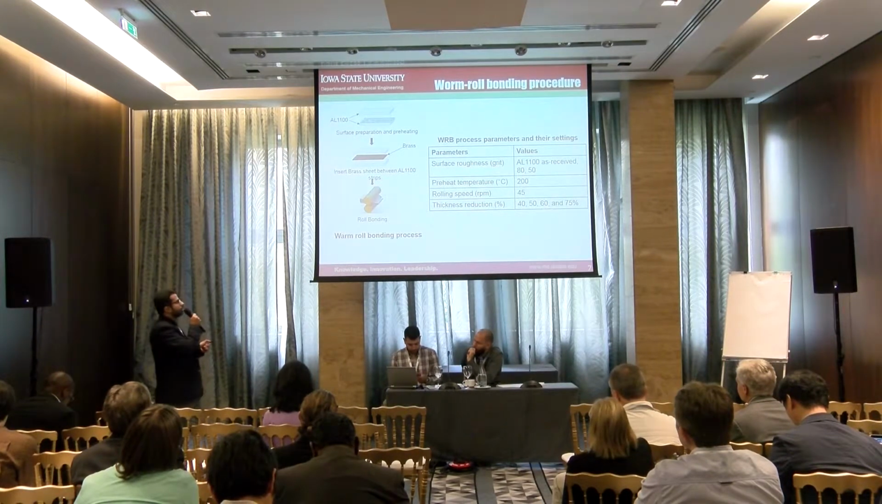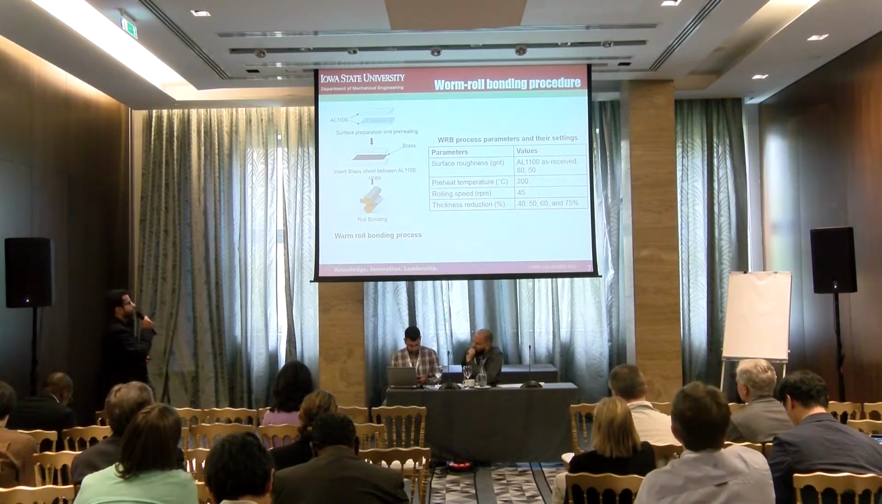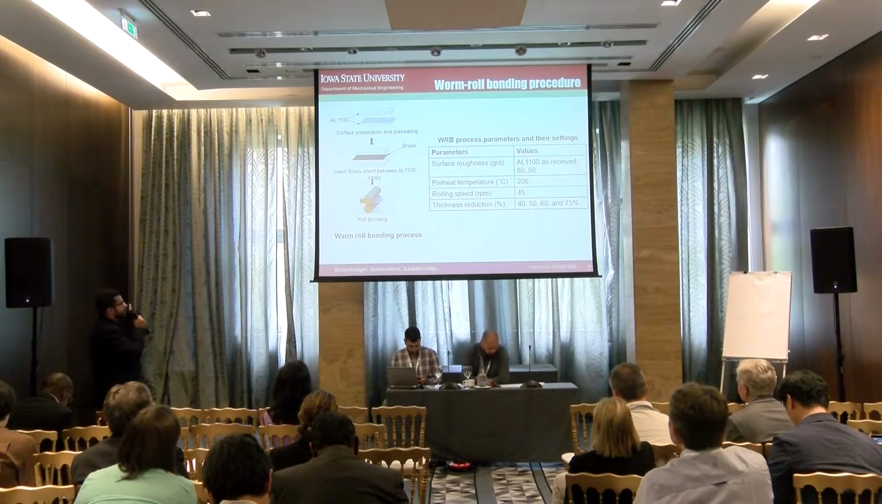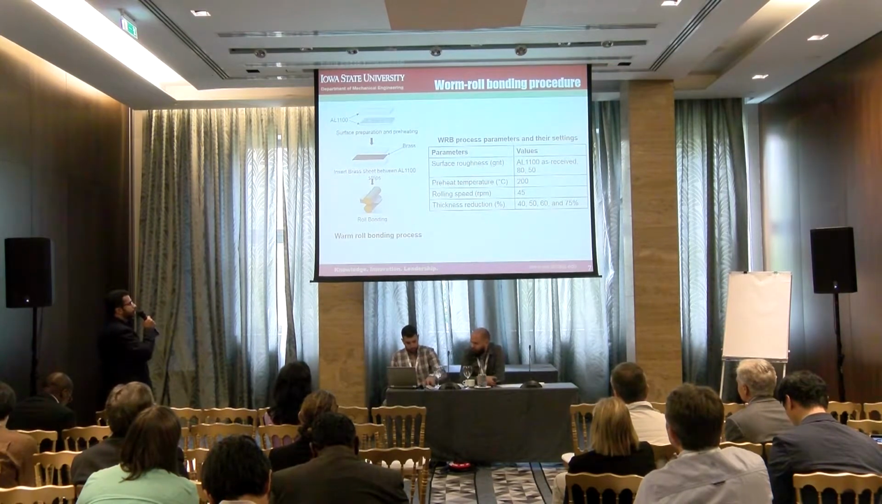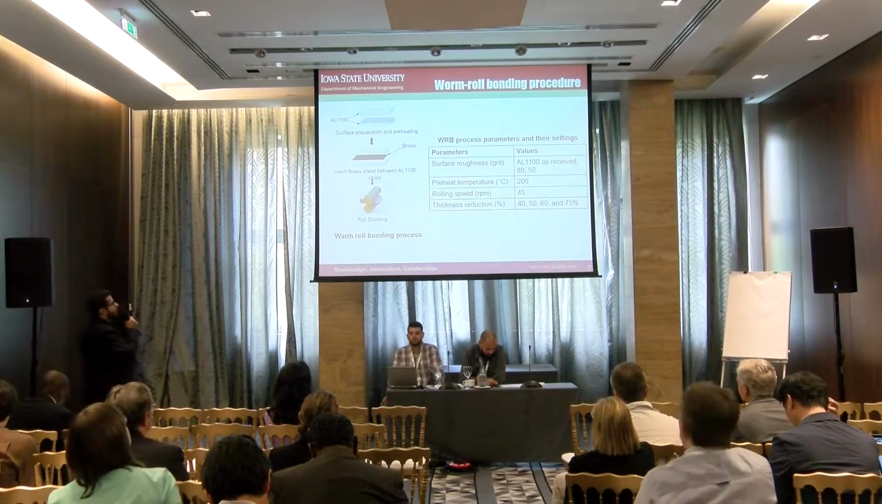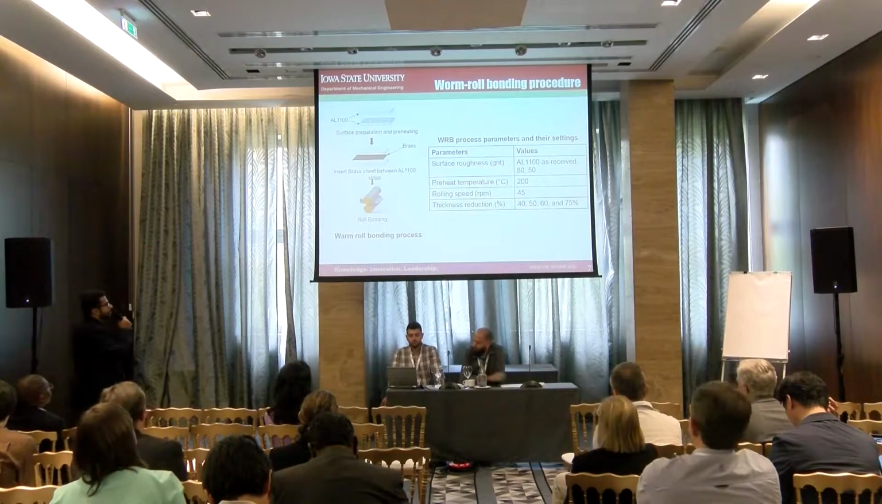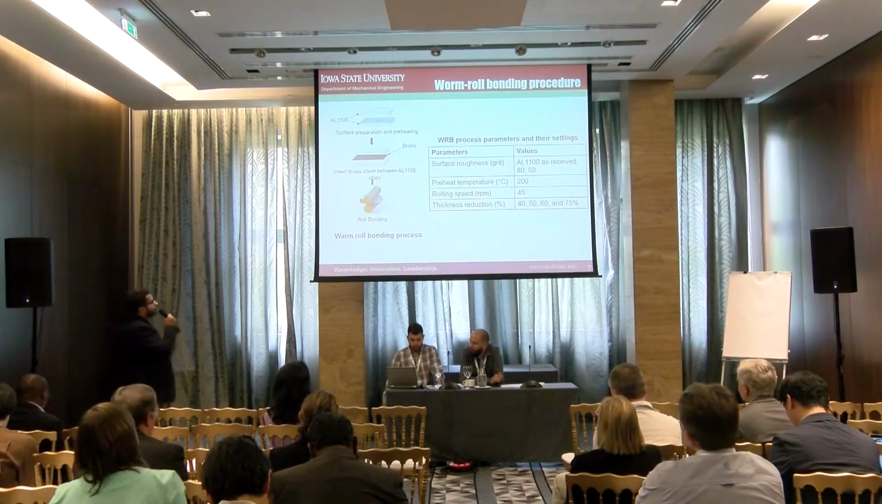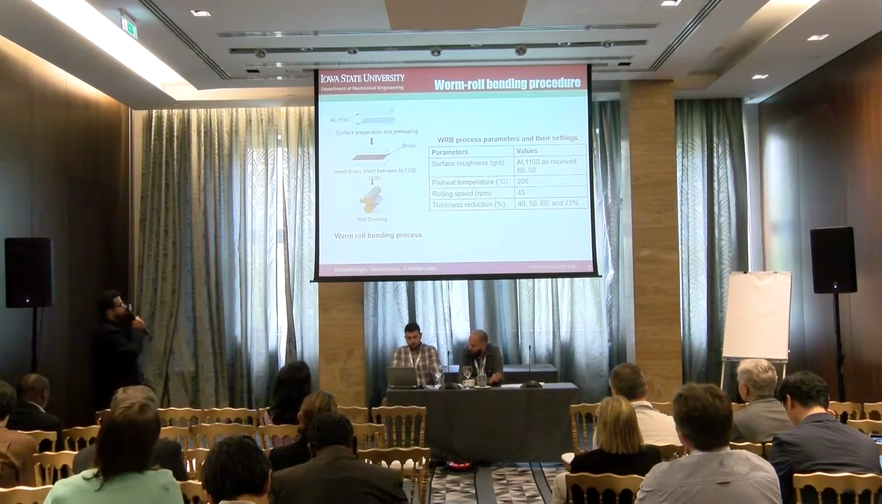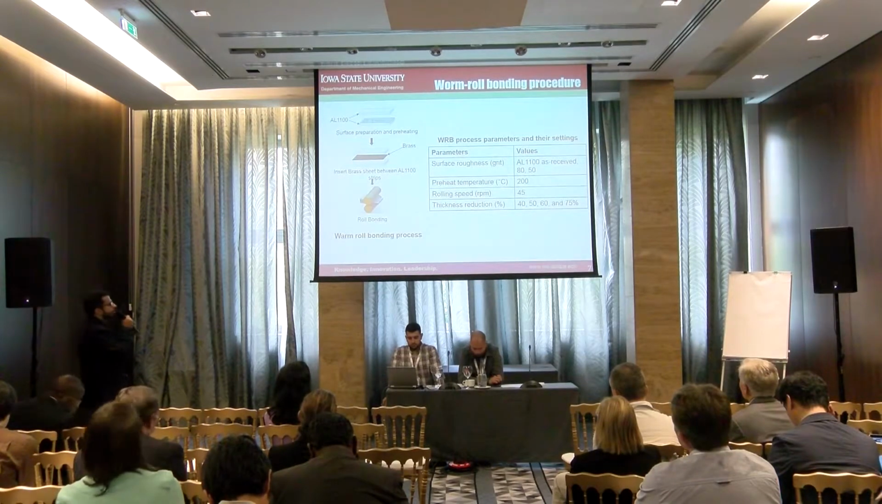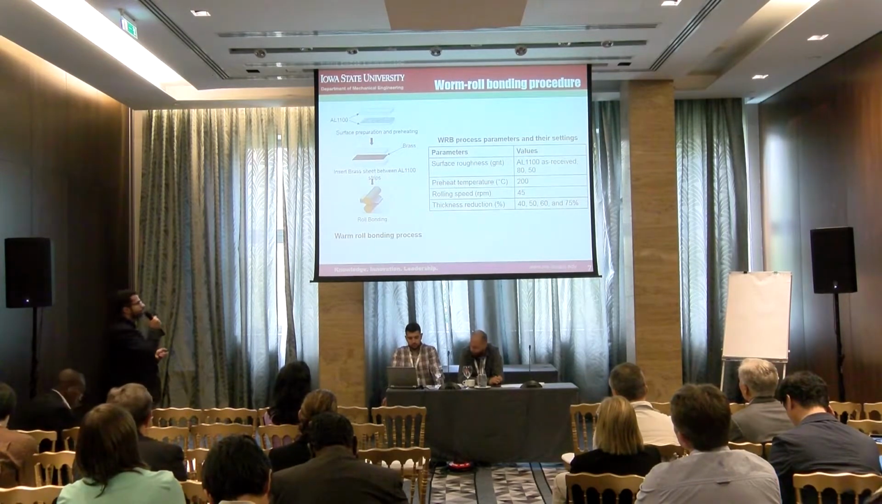I'm just showing here the process parameters that we use and their settings. We use surface roughness with different grit sizes, so we have different surface roughnesses. For preheat temperature, we have tested many different temperatures, but for the current study, we are just showing the preheat temperatures that have been used. For the rolling speed, we used 45, and we use different thickness reductions because we need some of that data for the numerical analysis.